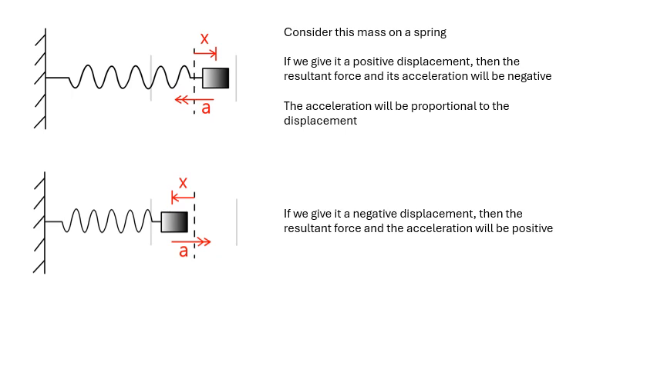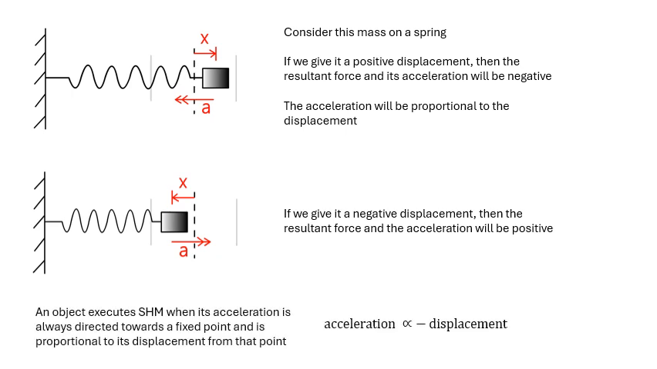And that gives us our definition of SHM. An object executes SHM when its acceleration is always directed towards a fixed point and is proportional to its displacement from that point. The fixed point we're talking about is the center of oscillation. Yes, the equilibrium position. All of that blurb as an equation, acceleration is proportional to minus displacement. Compare that with the equation we got on the last slide. a equals minus omega squared x, and omega is a constant.